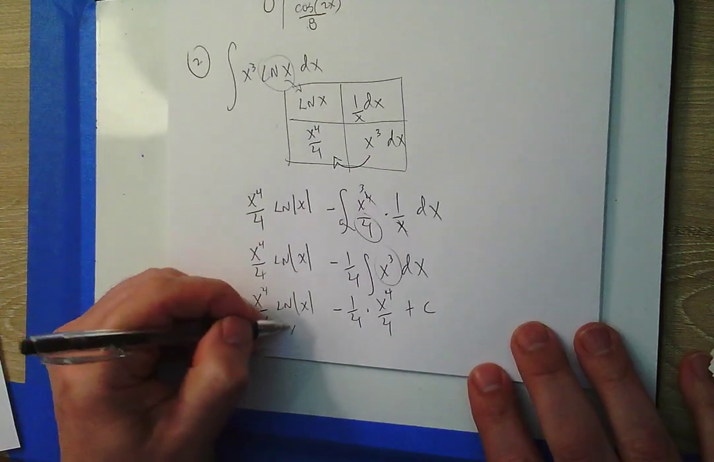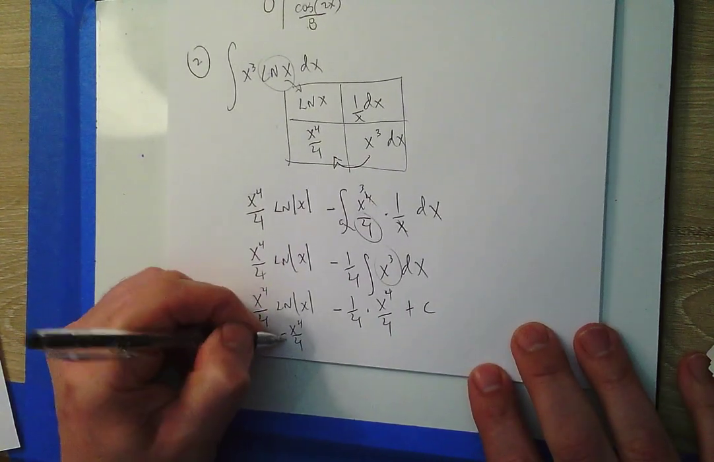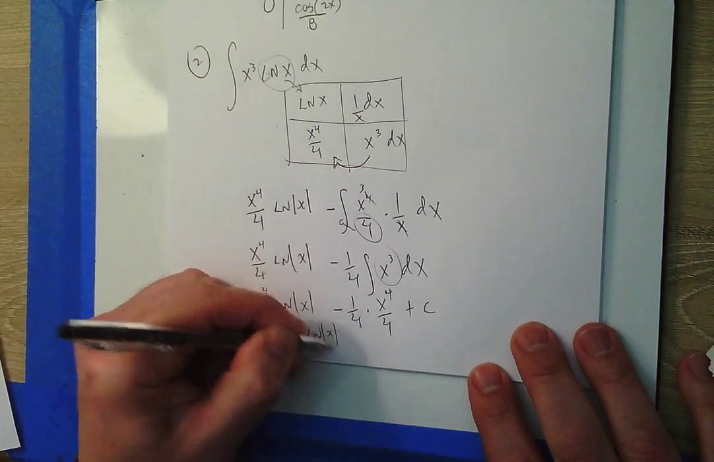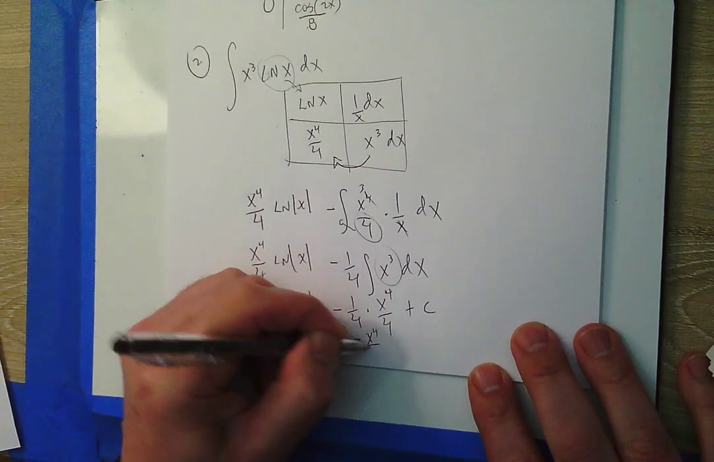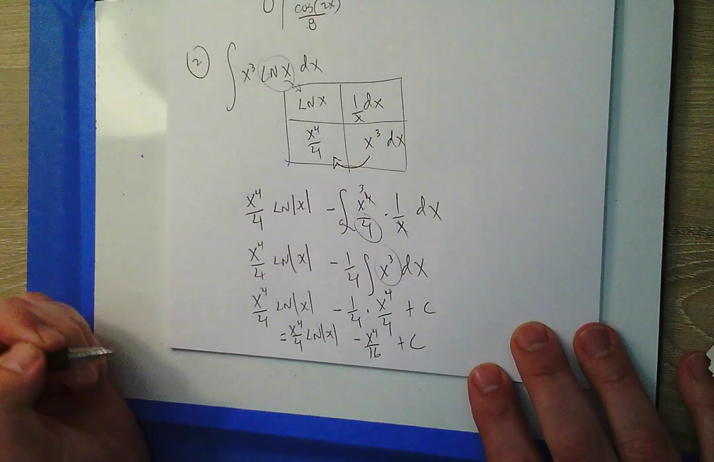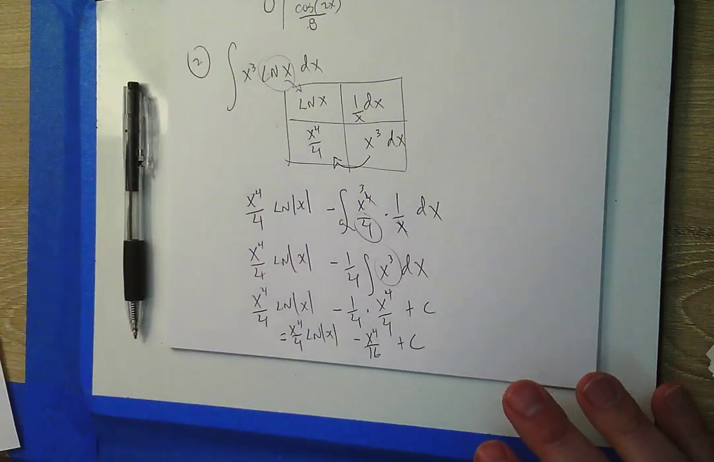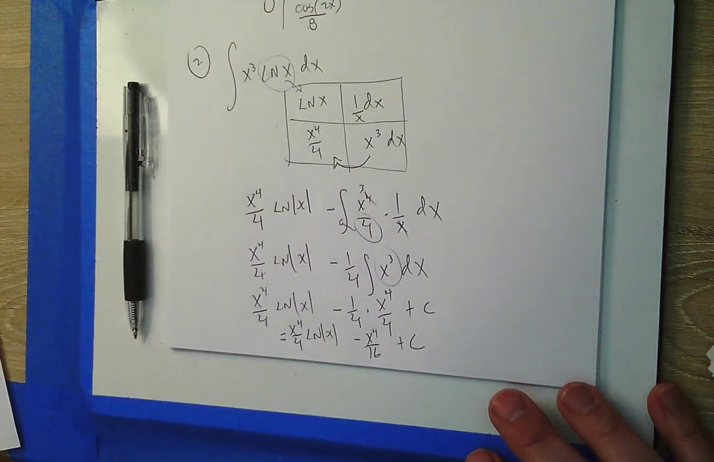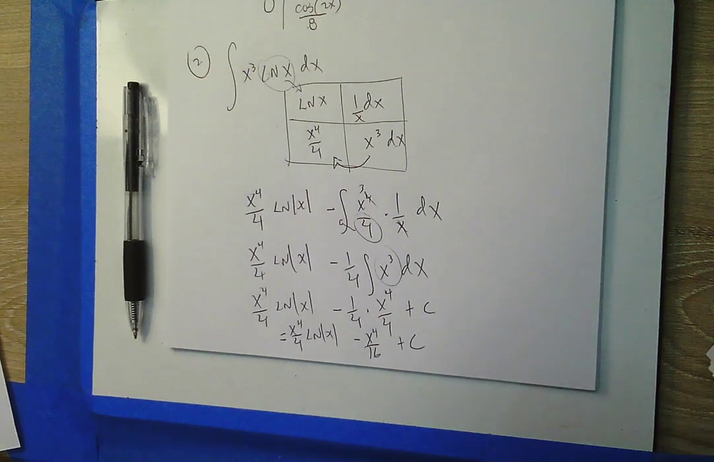And yes, I would write x to the fourth over 4 ln x minus x to the fourth over 16 plus c. That would be my answer to this second problem, the integral of x to the third ln of x.